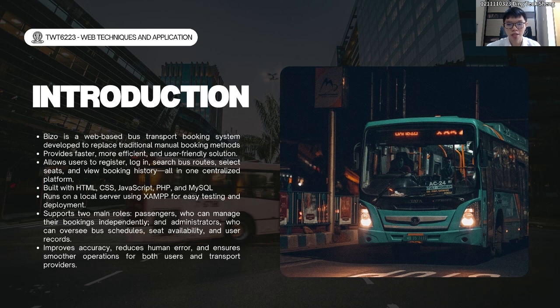Furthermore, BIJO is designed for two main types of user, passenger and administrator. Passengers can make bookings and manage their bookings. Administrators can access a back-end control panel where they can manage the system, including overseeing bus schedules, seat availability, and user records. This can improve accuracy, reduce human error, and ensure smooth operation for both users and transport providers.